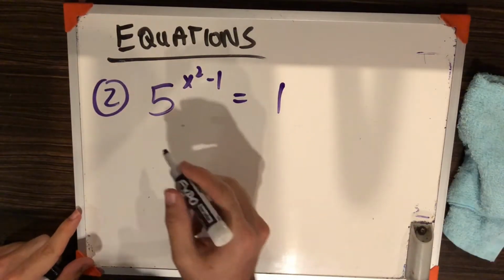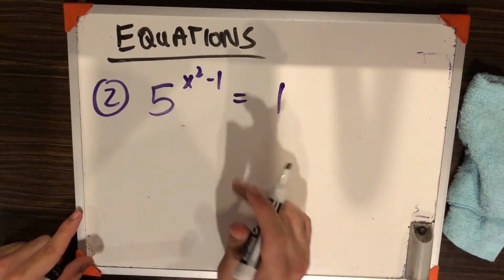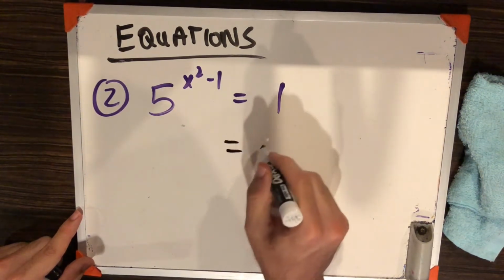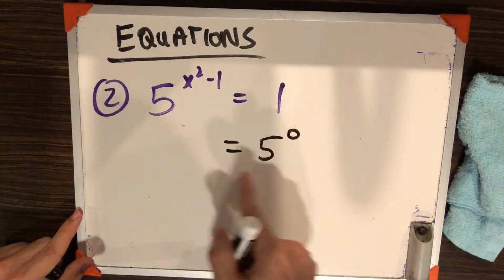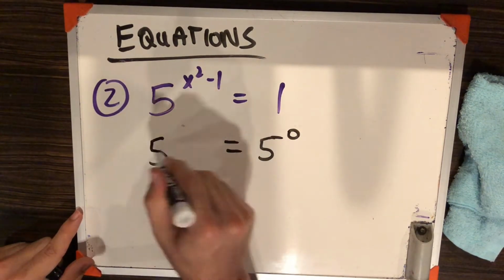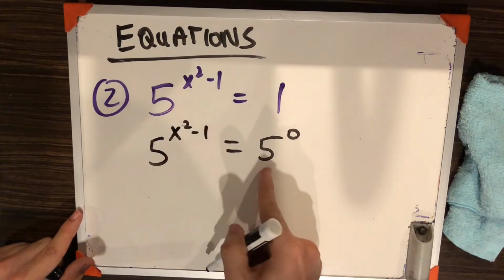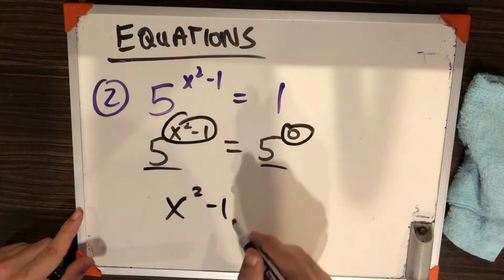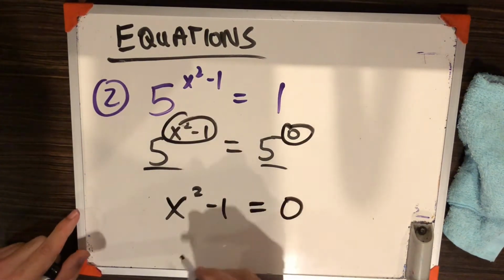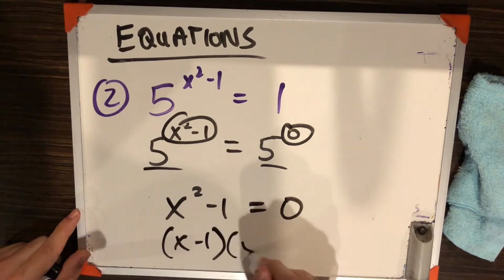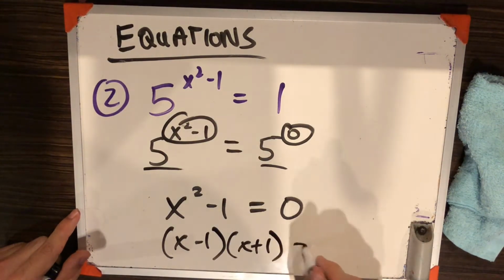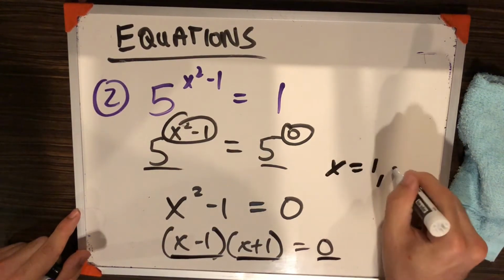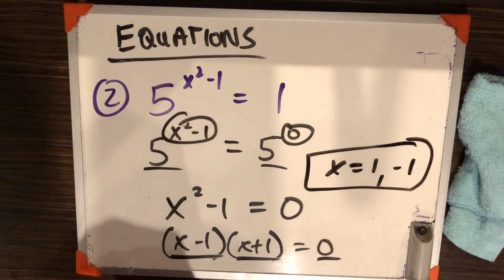All right. Again, we want the same base. It's hard to see at first, but this 1 we can change into 5 to the 0 power. Now, guess what? Now we have this base of 5 here, and we have the base of 5 here. So we end up setting our exponents equal to each other. Okay, this will end up factoring as x minus 1, x plus 1. Set these equal to 0. So x is equal to 1 and negative 1. That would be our final answer.